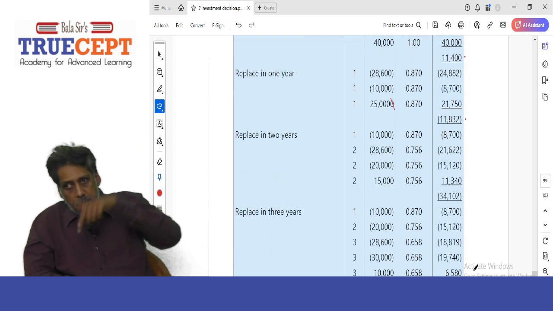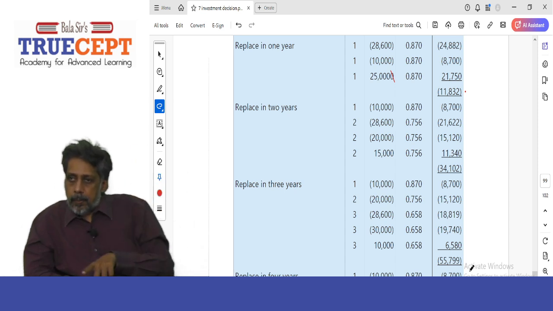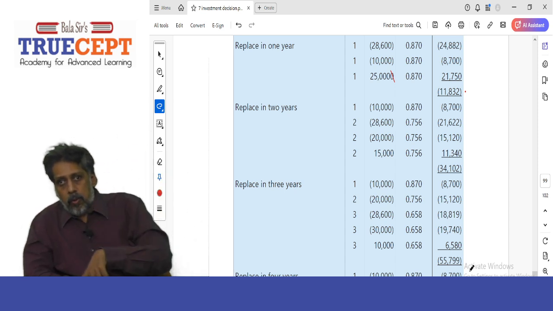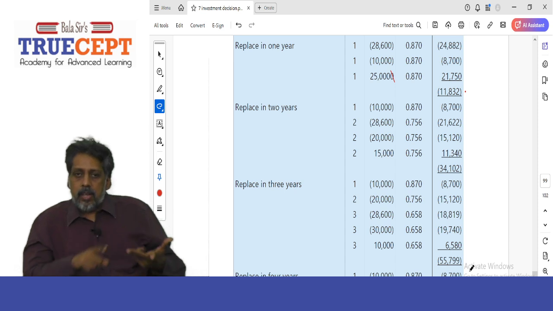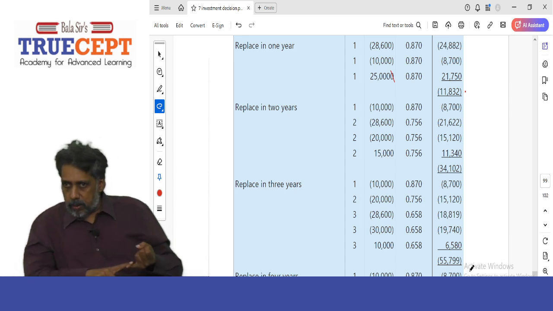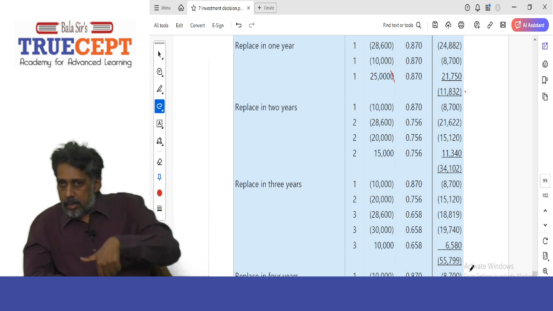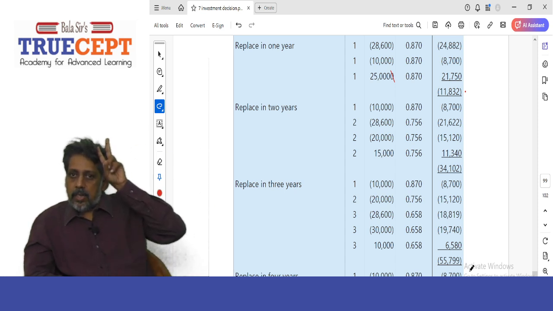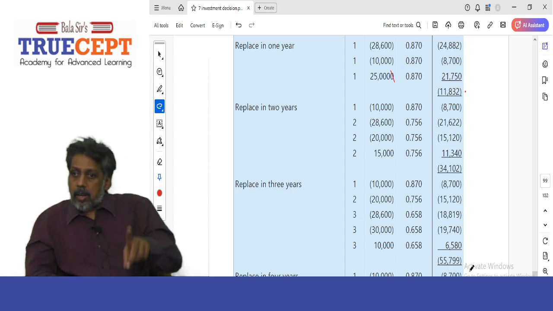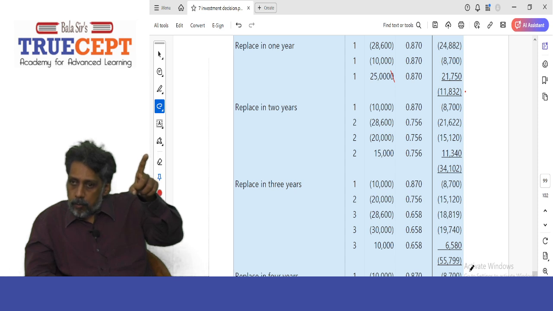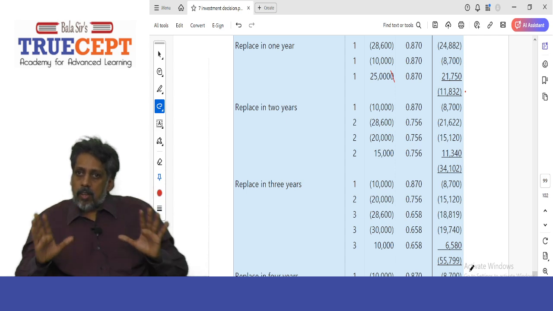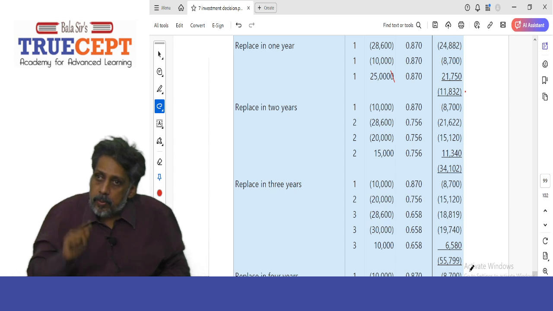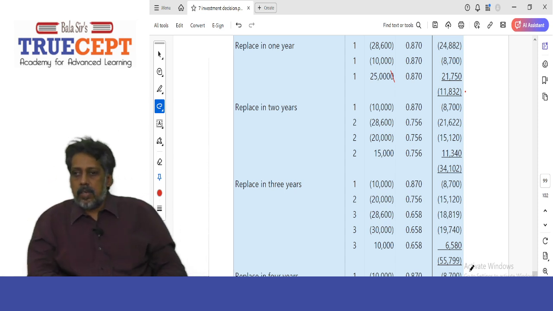Let's go to year 2, okay. In case you decide to replace the existing machine in year 2, please remember, you have to spend rupees 10,000 on maintenance of the existing machine in year 1, right? 10,000 into 0.87, no doubt. But at the end of the second year, you will be spending another 20,000. And also you will be enjoying a 15,000 cash inflow from the sale. And you will be incurring 28,600. Remember, that is the cost of running the new machine on a per annum basis. Is that fine? Yes, sir.